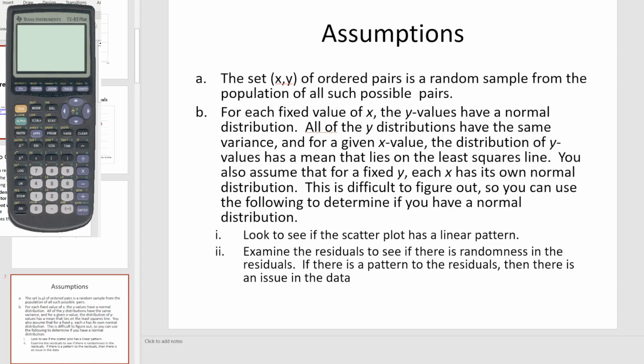This is difficult to figure out, so we can use the following to determine if you have a normal distribution. You look to see if the scatter plot has a linear pattern, and you examine the residuals to see if there is randomness in the residuals. If there is a pattern in the residuals, you actually have an issue. You want your residuals to be kind of randomly distributed.